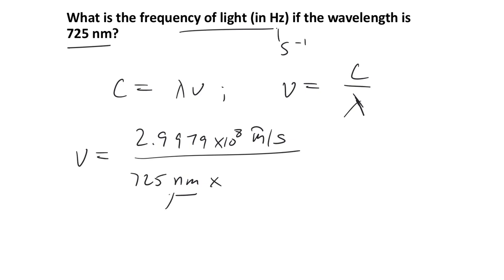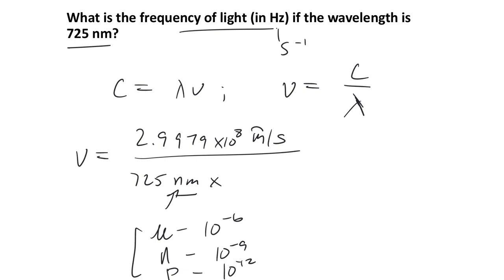This gets us back into our prefixes. We haven't used the metric prefixes in a while, other than milligrams or kilograms. So micro is 10 to the minus 6, nano is 10 to the minus 9, and then pico is 10 to the minus 12.